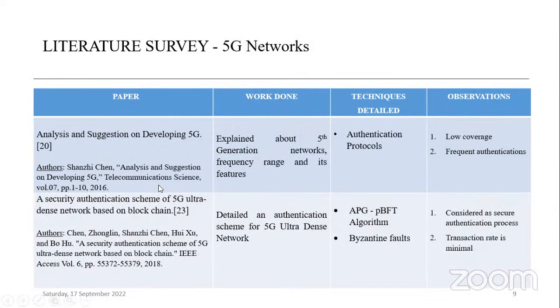And next, followed by the blockchain literature works, I worked on 5G networks also. Here in the analysis and suggestion on developing 5G, they have explained what the 5G networks are and in the range, what are the difficulties they are facing, and then the authentication protocols. All that information is gathered from that paper, and then the security authentication scheme of 5G ultra-dense network based on blockchain. This is the paper where they have introduced an idea using blockchain for 5G authentication. But the major drawback here is they focused on implementing the blockchain in the 5G authentication process, but it has a lesser impact on the result. They are giving a minimal transaction rate.